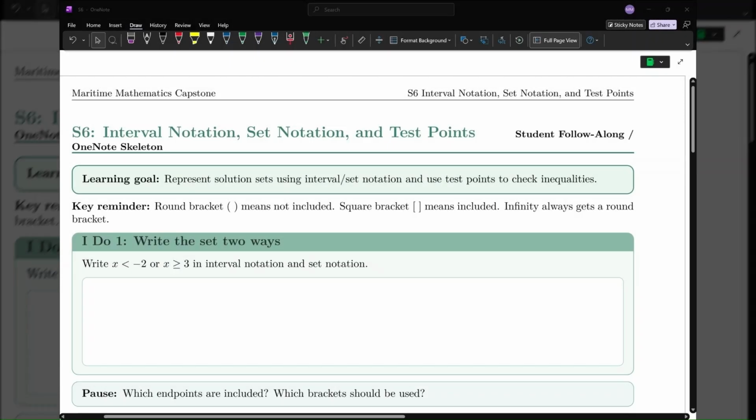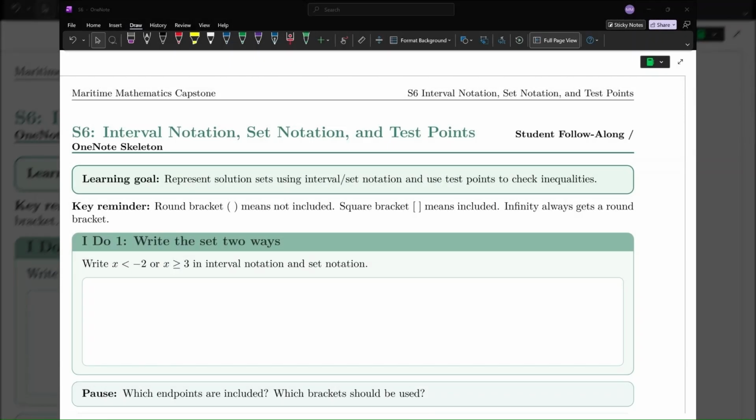Welcome back. In this video, we're going to talk about notation, just different ways to write inequalities. Specifically, interval notation and set notation. This will be connected to some inequality solves. We're going to be doing a couple of quadratic inequalities at the end here, but the focus is on the notation.